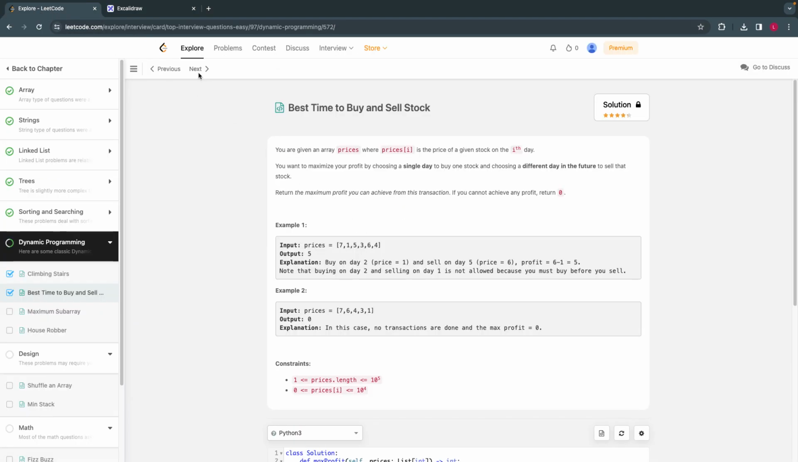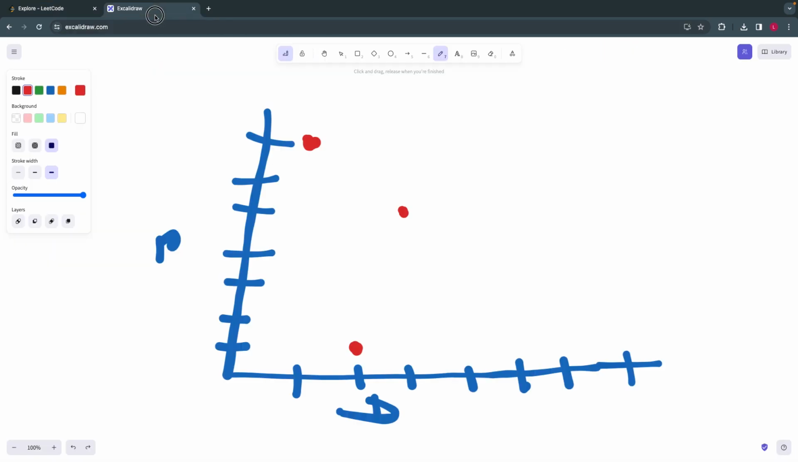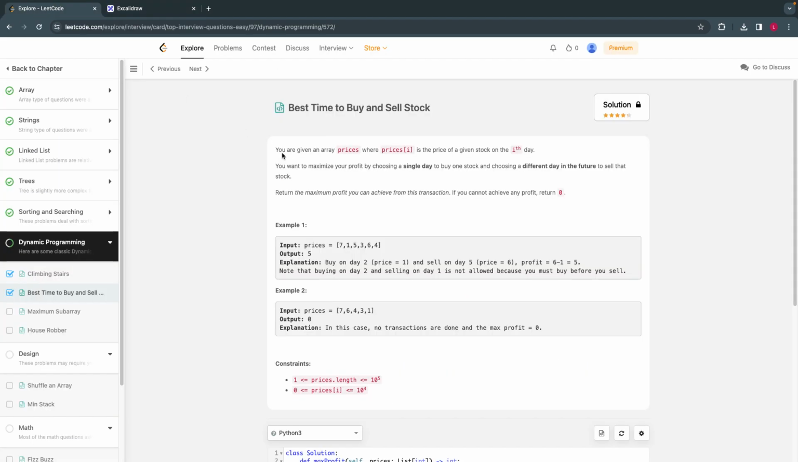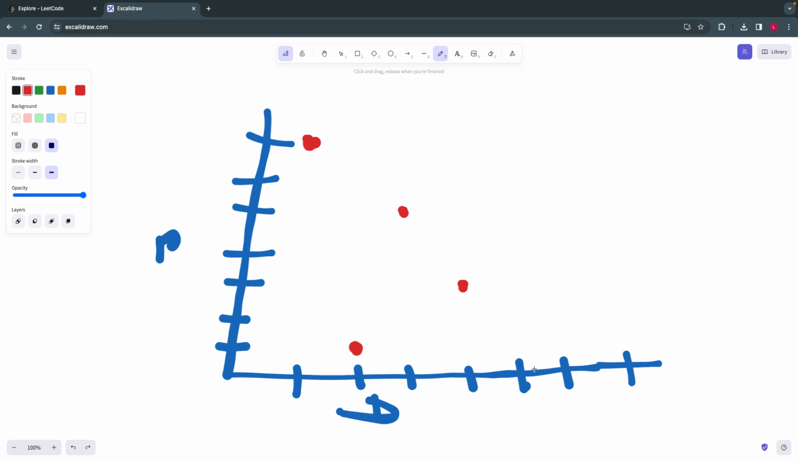And next is 3, day 4, 3, 3, 1, 2, 3. So next, 6 and 4, 6, which is this, right? And 4, which is this.